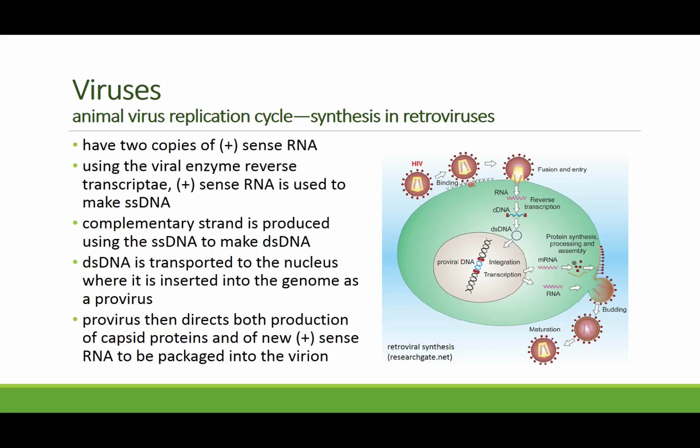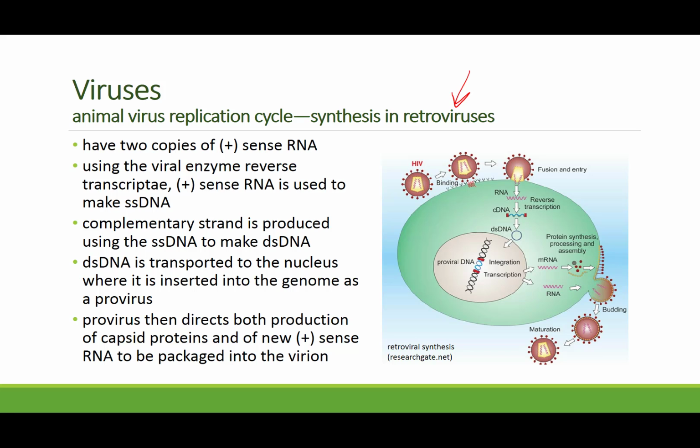Okay, so the last step then, well, second to last step is synthesizing. We got one last possibility, and that is with a group of viruses called the retroviruses. The HIV, so the virus that causes AIDS, is an example of a retrovirus. So retroviruses have 2 copies of plus sense RNA in them, and they use that plus sense RNA and that enzyme reverse transcriptase to make single-stranded DNA. The single-stranded DNA is used to make double-stranded DNA.